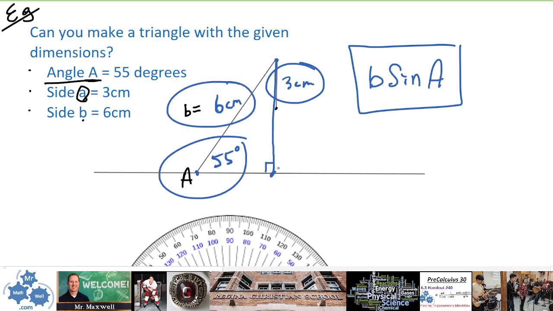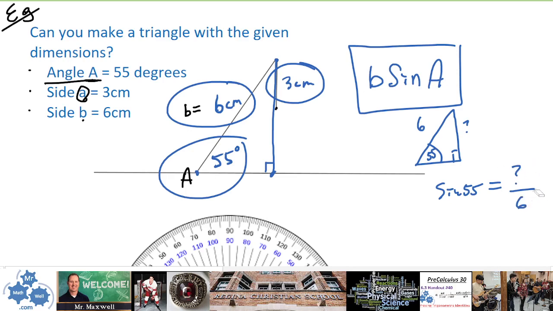Because this would be a right triangle that would be formed, then SOHCAHTOA would come into play, right? So let me just redraw this here. If this was 6 and 55, if I wanted to find out what this was, I would go sine of 55 equals the opposite side over hypotenuse, or 6.